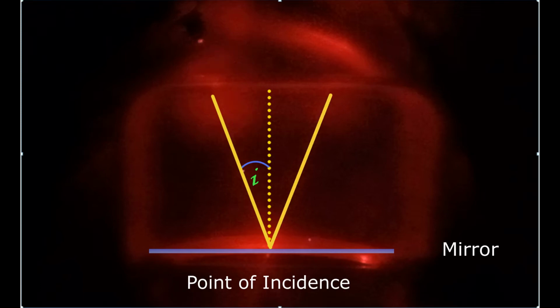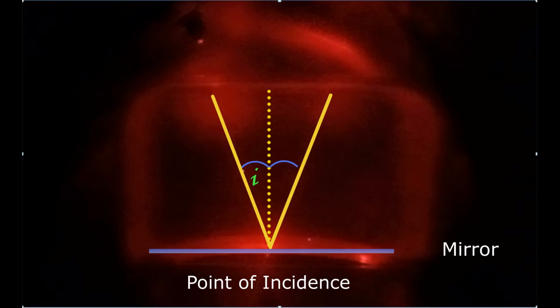When the incident ray strikes the mirror, it will bounce off the mirror. The ray which bounces off is called the reflected ray. The angle which the reflected ray makes with the normal is called the angle of reflection.